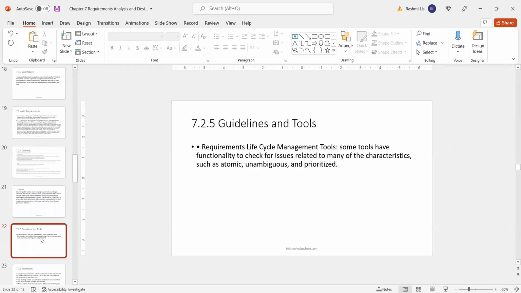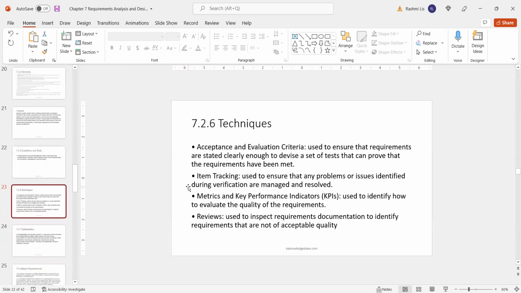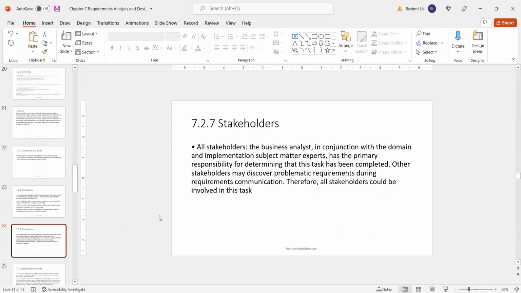Some of the guidelines and tools we use here are requirements lifecycle management tools. Tools have functionality to check for issues related to many of the characteristics, such as atomic, unambiguous, and prioritized. Some of the techniques used here are the acceptance and evaluation criteria, item tracking, metrics and key performance indicators, and reviews. Now, all stakeholders are involved here. The business analyst, in conjunction with the domain and implementation SME, has primary responsibility for determining that this task has been completed. Other stakeholders may discover problematic requirements during requirements communication.